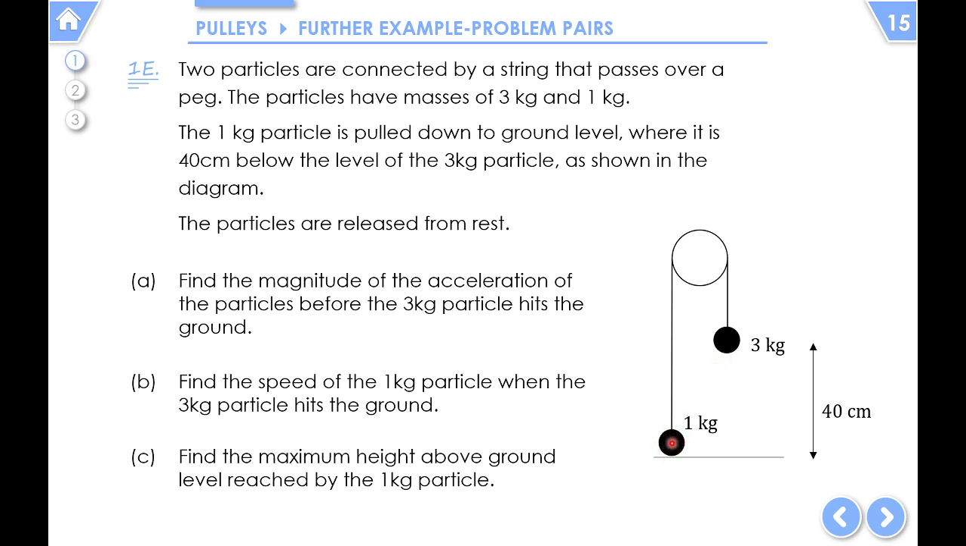Okay, so think about it like this. This 1 kilogram particle is going to move upwards, and if the 3 kilogram particle hits the ground, it's going to have moved up 40 centimeters. And it starts at rest, and we've just calculated its acceleration is 4.9. So we can put all of those values into a Suvat equation and find out what is the velocity of this when it's moved up 40 centimeters.